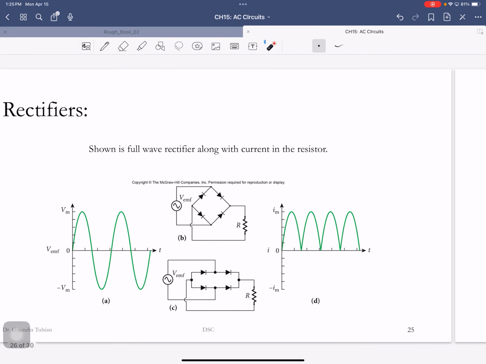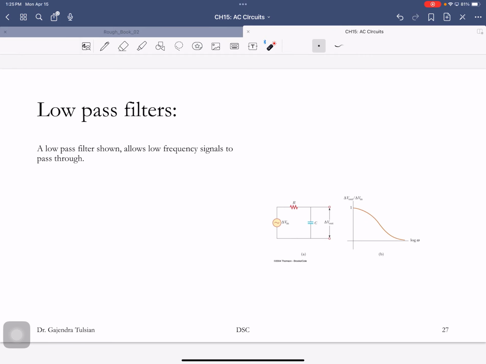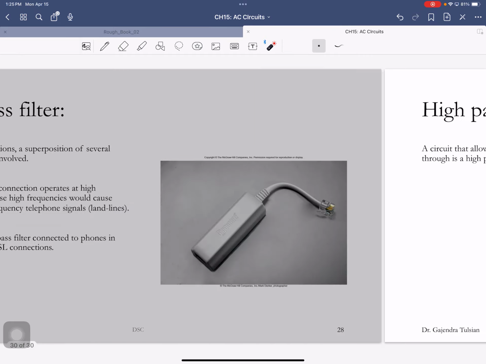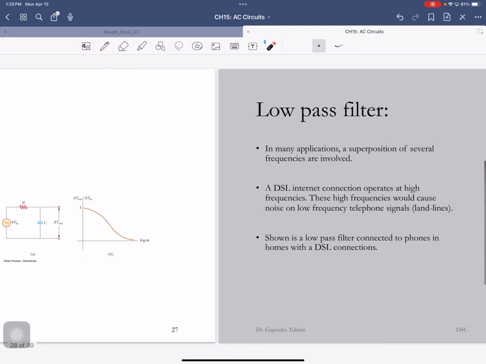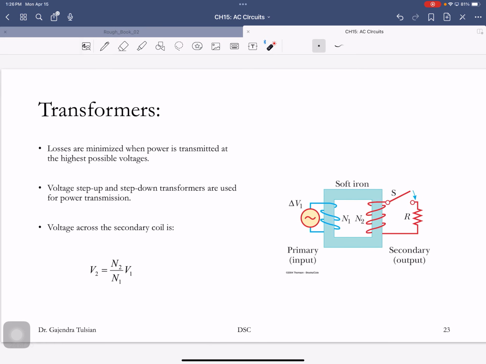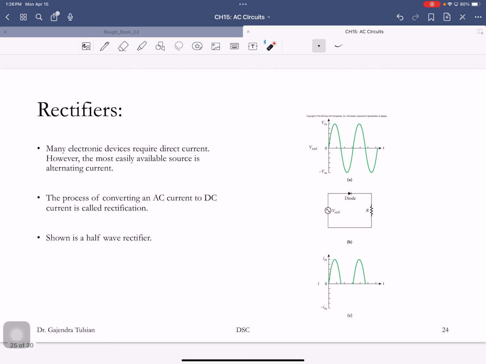So we'll talk about a couple of circuit elements. The voltage coming out of the wall is an AC voltage. Your laptop, for instance, doesn't work on that. It likes a DC voltage. So the question is, how do you convert this to a DC voltage?